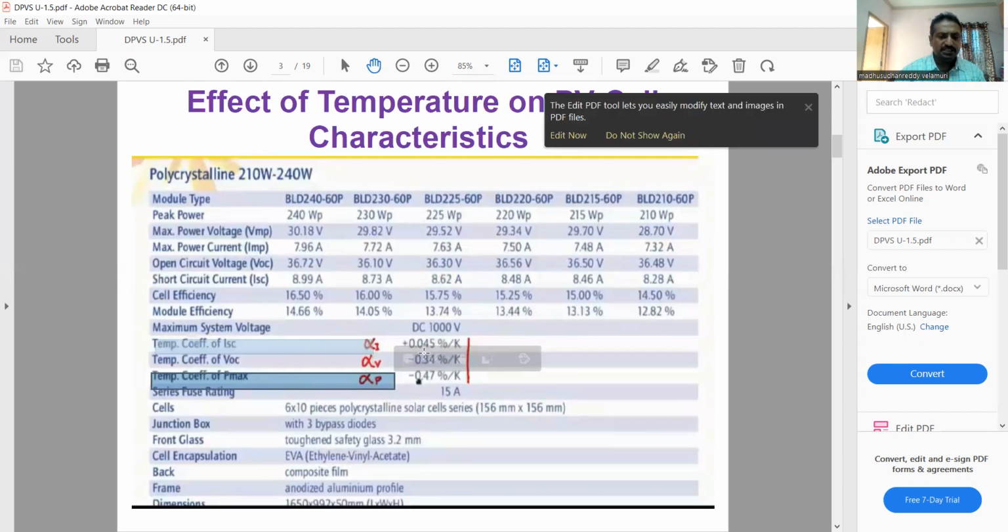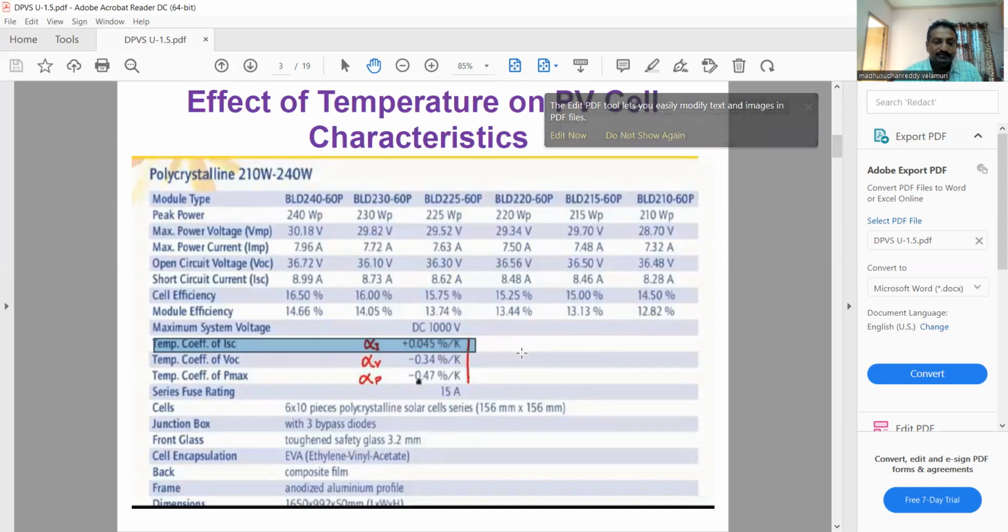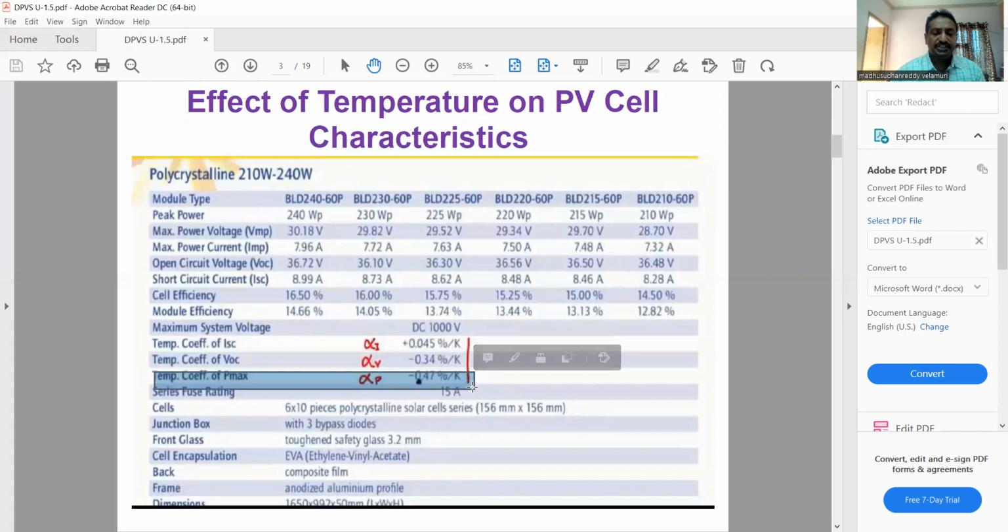See here, in the data sheet, it is mentioned that alpha I is equal to plus 0.045%. When the temperature changes, what is the change in the current? These values are represented at 25 degrees centigrade, not Kelvin, 25 degrees centigrade. Even this value, minus 0.34, and this value, minus 0.47, change. But when you change the temperature, what is the ISC actually? The value of ISC at 25 degrees centigrade is 8.99 amperes. But when the temperature changes, this ISC is not 8.99, it will change by something. That is what we want to determine here.